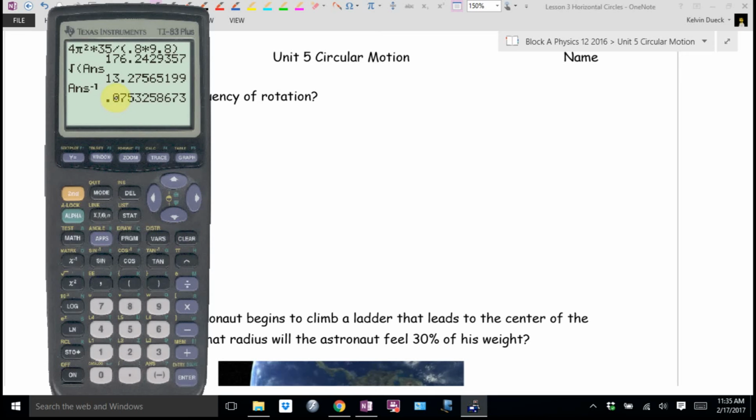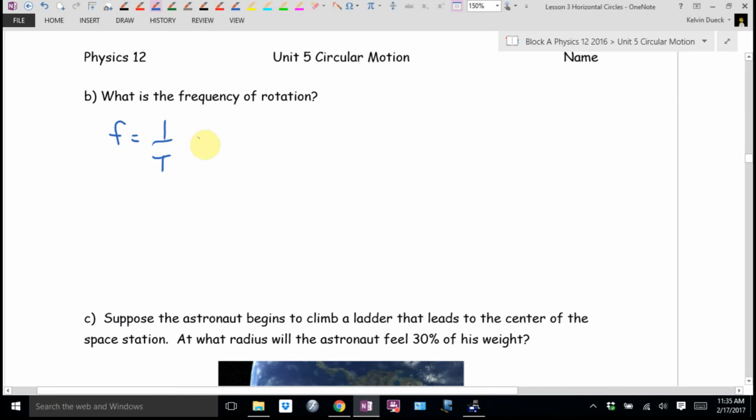Do you get 0.0753? And frequency is measured in hertz. That means this thing is spinning with a frequency of 0.0753 hertz. Ready? I wondered if someone would ask. It also tells me a lot of people didn't do all the questions in lesson 1, or the one that talked about hertz, they just wrote down the answer.